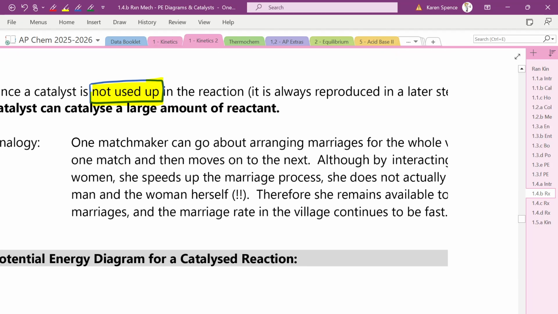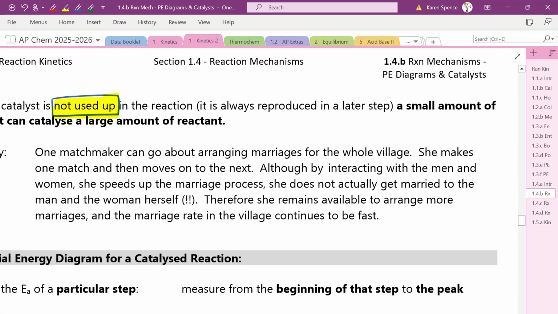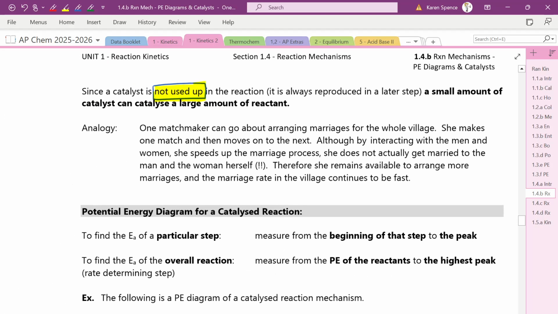Okay? So, our analogy, one matchmaker can go around arranging marriages for the entire village. She makes one match and then moves on to the next. Although by interacting with the men and women, she speeds up the marriage process, she does not actually get married to the man or the woman. And therefore, she remains available to arrange more marriages, and the marriage rate in the village continues to be quick. Yes? Okay.